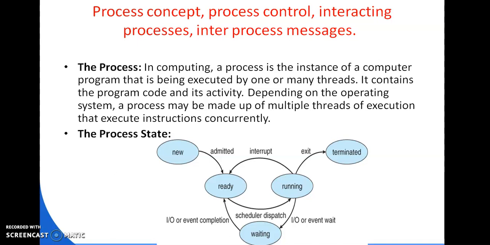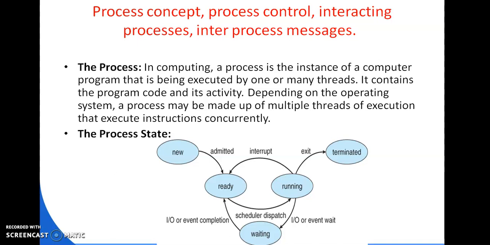Right? Next, come to the waiting state. If the process is in the running state and some interruption or IO event occurs, that means suppose a process is running and needs some input for further processing. In that case, the operating system waits for some time, and then the process is moved into the waiting area.